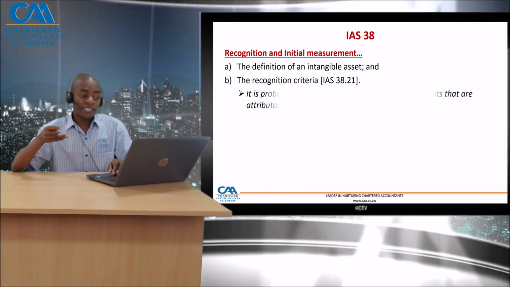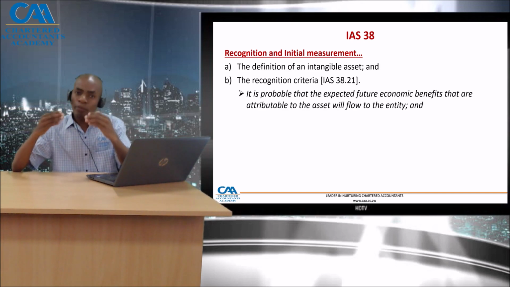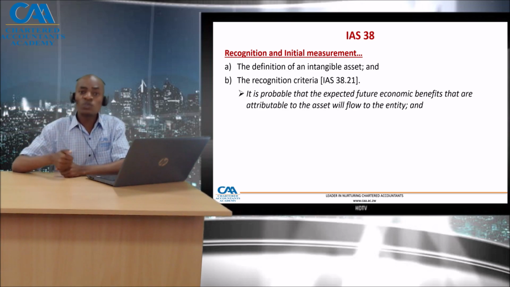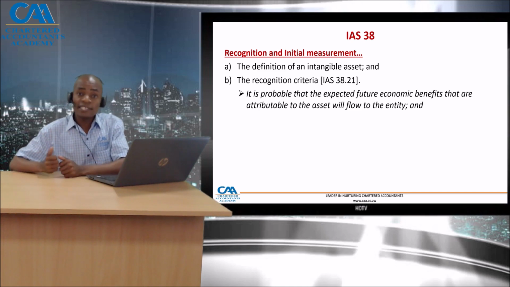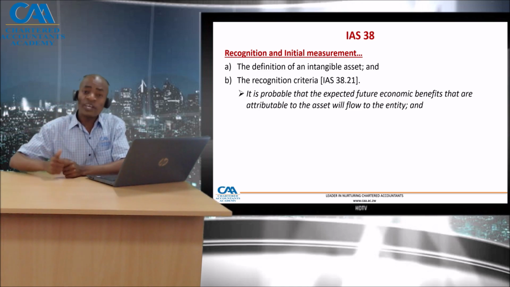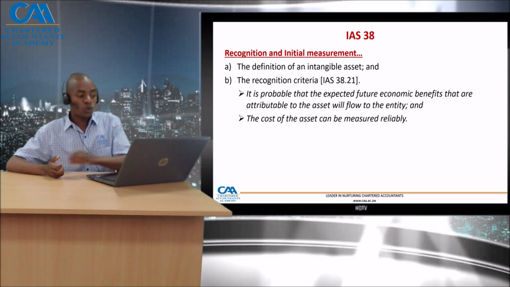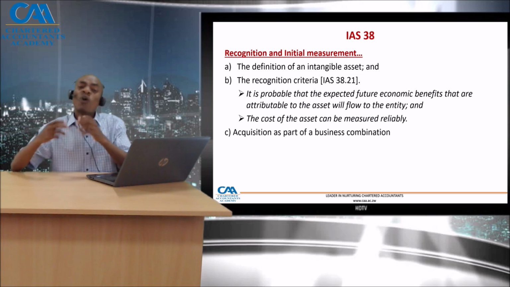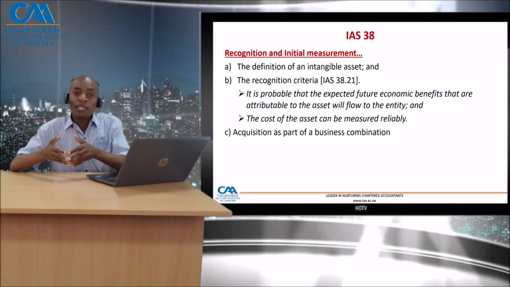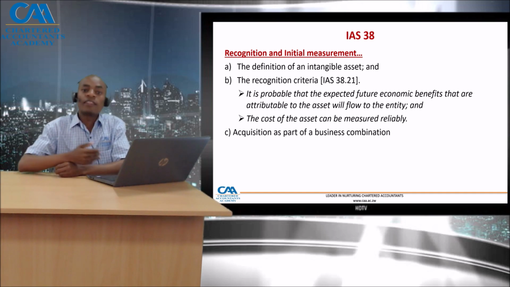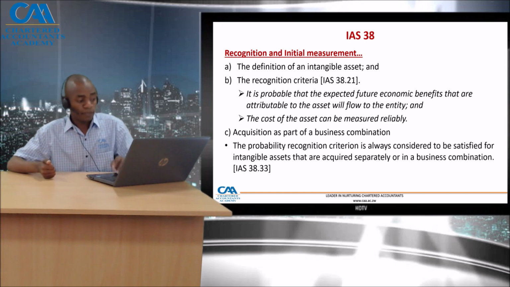And under the recognition criteria, we are saying it must be probable that the entity is going to generate economic benefits that are attributable to that intangible asset. And lastly, the cost of that intangible asset must be reliably estimated or reliably measured. Failure to meet all those means the costs that the entity has incurred are going to be expensed in the profit and loss during the period that they have been incurred.